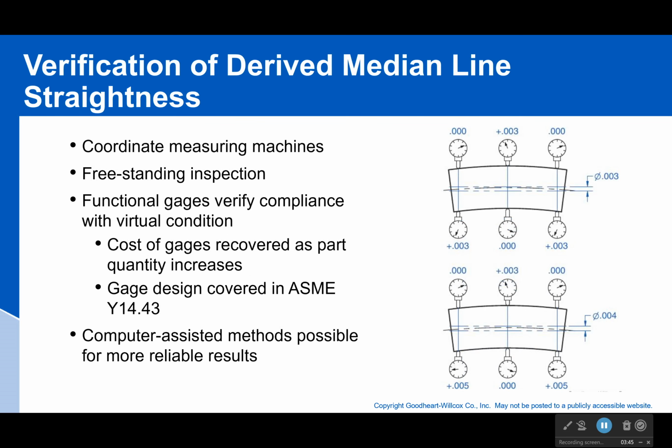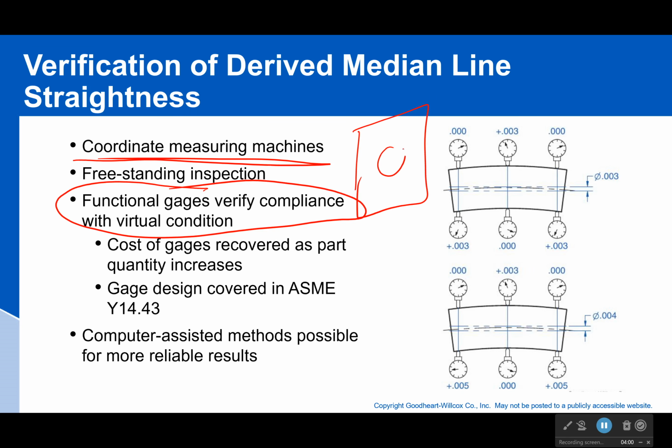Now, how do we verify the derived median line straightness? I'm just going to say this, coordinate measuring machines. We can also do functional gauges, which are pretty awesome. Like I was saying before, I could have a hole that is the virtual condition of my cylinder, and I could see if a cylinder could pass through. If it can, it passes. I could also have a cylinder, which is the virtual condition of my hole, and I could see if it can pass through the hole. And if it can, great. If it can't, it fails.